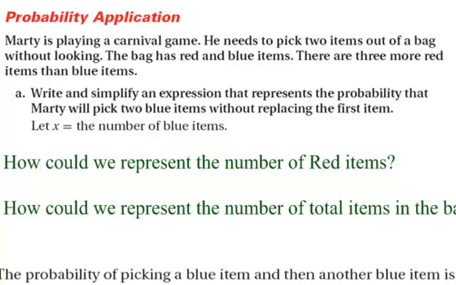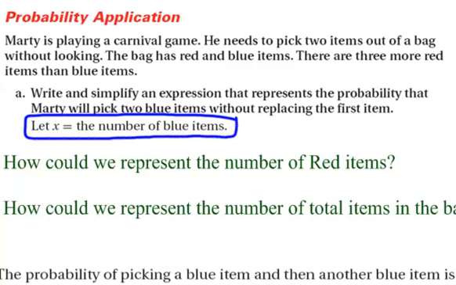Let x represent the number of blue items. This is super important. So we know nothing about probability, but we can still figure this out. How could we represent the red items? Well, this said that there are 3 more red items than blue. So if x is the number of blue ones, the number of red ones would be x plus 3.